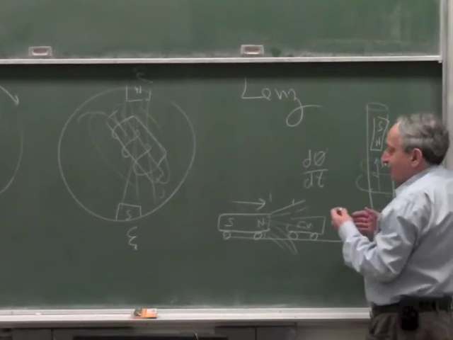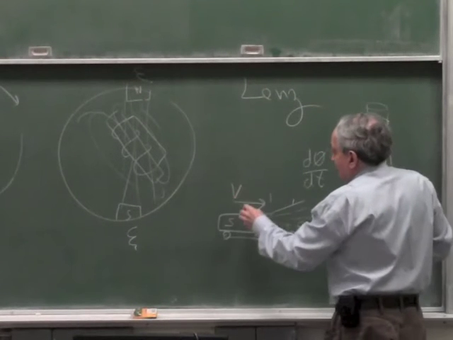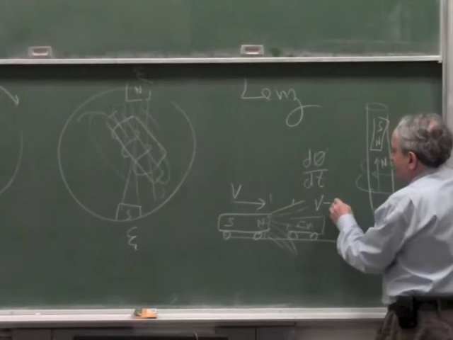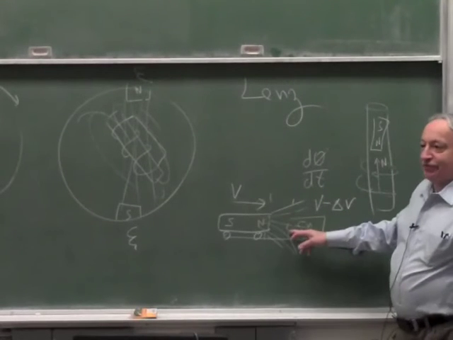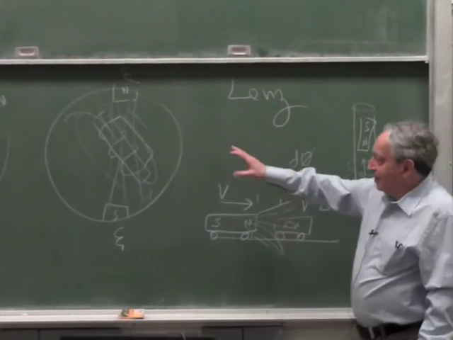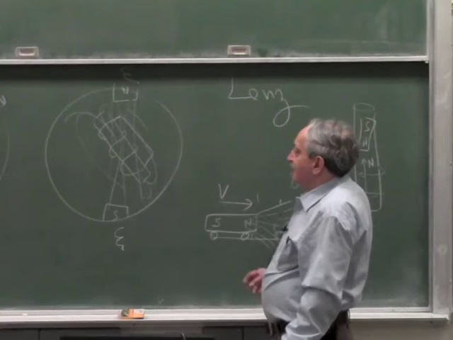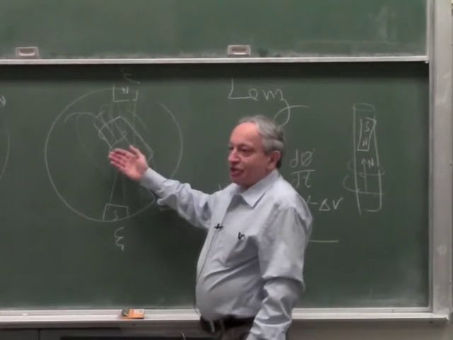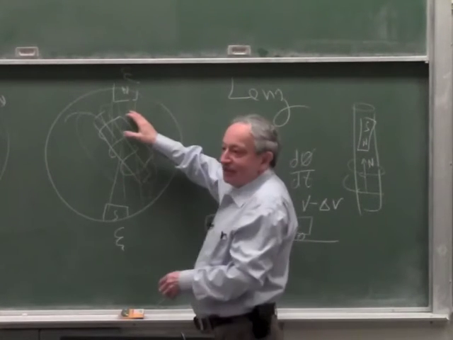However, there has to be slip. If this moves at velocity v, this has to move at velocity v minus delta v, because if the velocities are the same, there is no change in field. Okay? So the slip in the induction motor is caused by the fact that for this to see a changing field, it has to lag behind the rotating field.